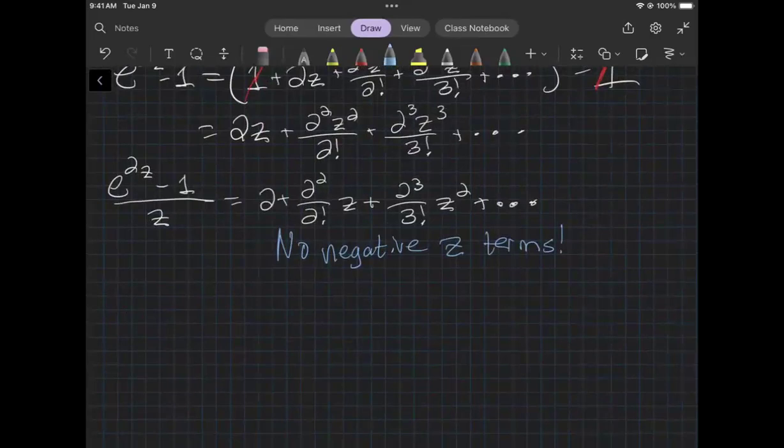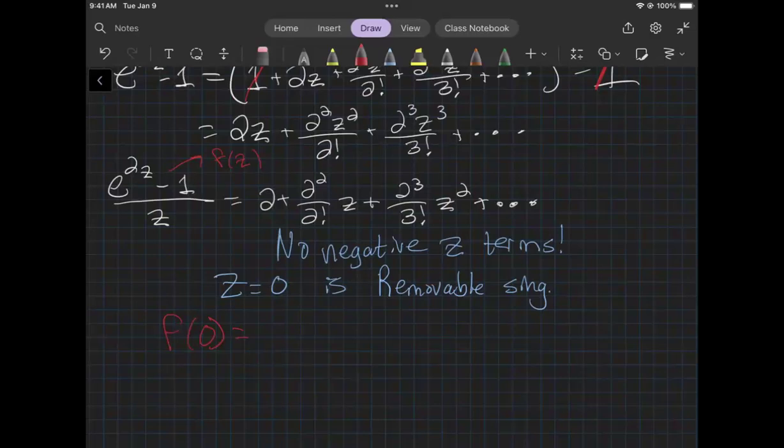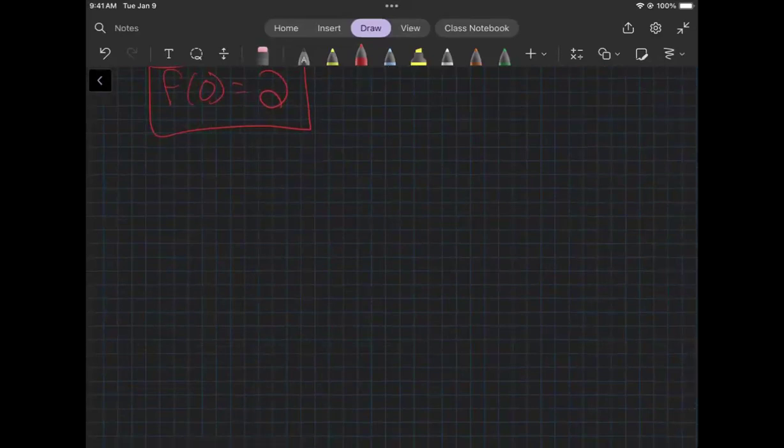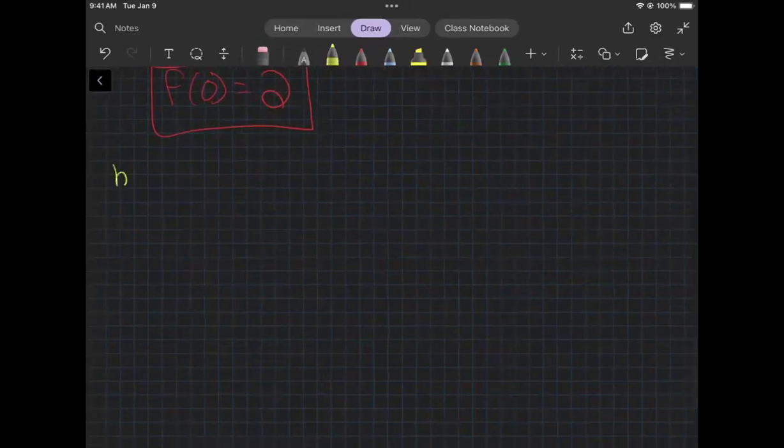So what that means is that z equals 0 is, in fact, a removable singularity. Okay. So this was f of z. So f of 0, well, all the terms that have z's in them will become 0, except for the constant 2. So f of 0 would be 2 in this case. And that's another way to define an analytic function at that point. So if you have a good grasp of that example, I want you to try to work this one on your own. Show that z equals 0 is a removable singularity for this function.